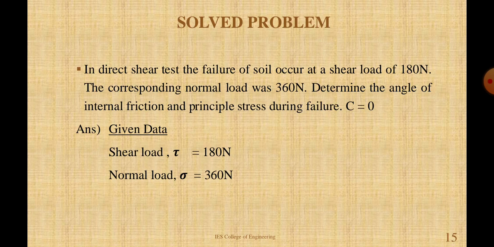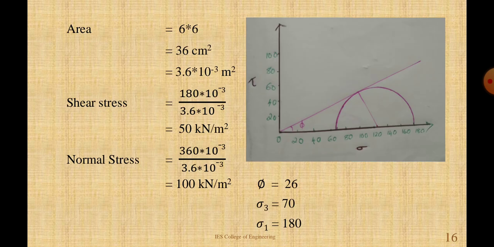Solved problem. In a direct shear test, the failure of soil occurs at a shear load of 180 Newton. The corresponding normal load was 360 Newton. Determine the angle of internal friction and principal stress during failure, where C is equal to 0. Given data: shear load τ is equal to 180 Newton and normal load σ is equal to 360 Newton.